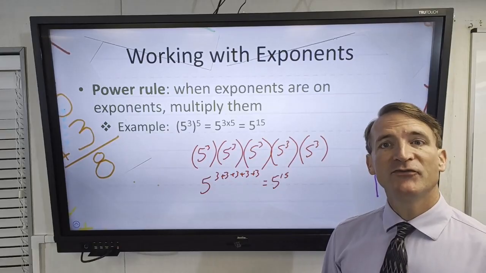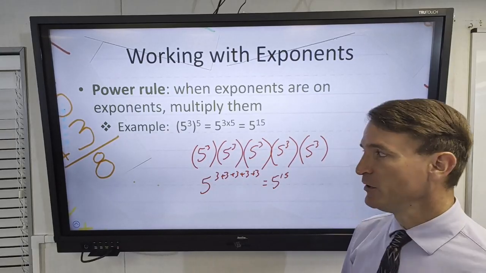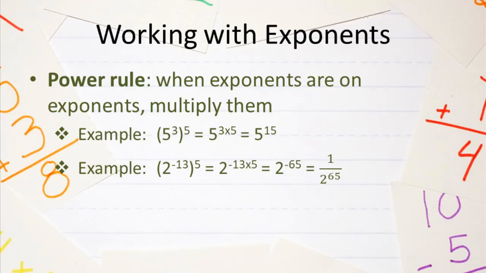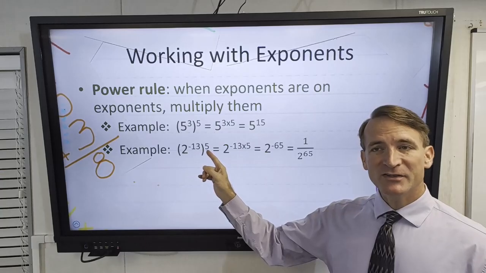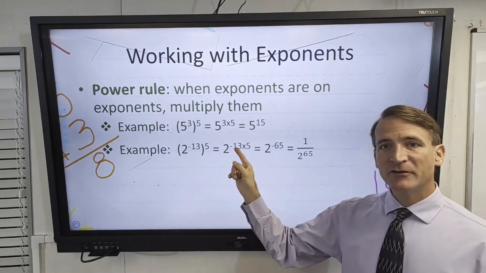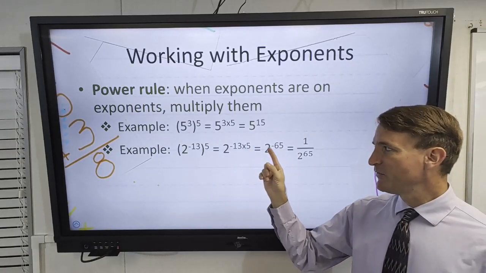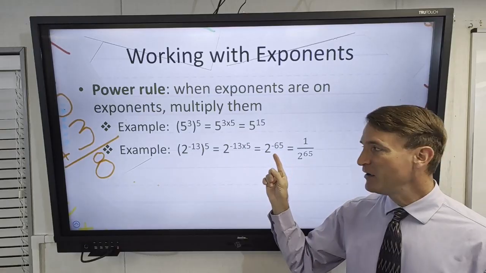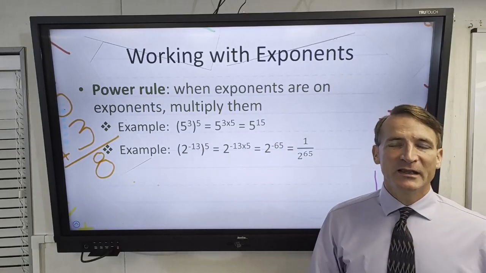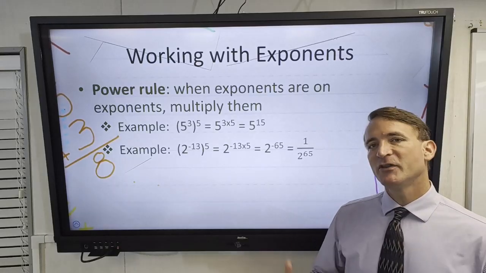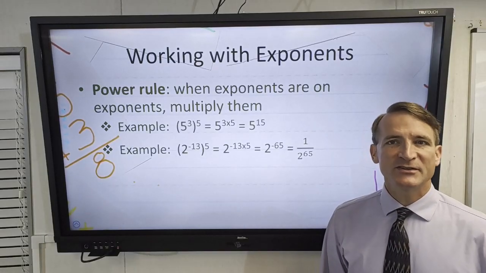That includes if you have a negative exponent, such as this one. We have 2 to the negative 13th raised to the 5th power. Well, I can shortcut myself and do 2 to the negative 13 times 5. 13 times 5 is 65, so that'd be a negative 65. 2 to the negative 65th. And again, if I wanted to write it as a positive exponent, that'd be 1 over 2 to the 65th power.